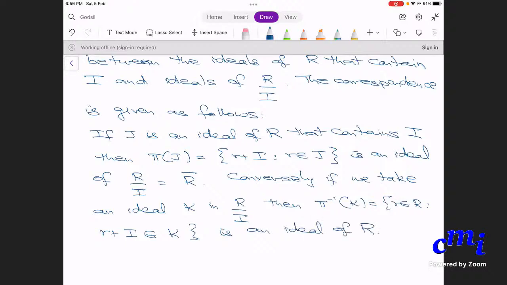The statements that I'm making here are very easy to verify and you should verify them. So what should you verify? I said if J is an ideal of R, then pi(J) is an ideal of R bar, R mod I. So you have to verify that pi(J) is closed under addition and under multiplication by elements of R mod I. Similarly, if K is an ideal of R mod I, then pi inverse(K) is an ideal of R, so you have to verify that it is closed under addition and under multiplication by elements of R. These are very simple statements and you can check them.